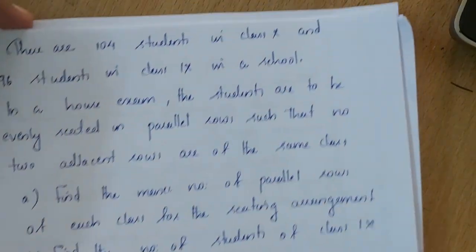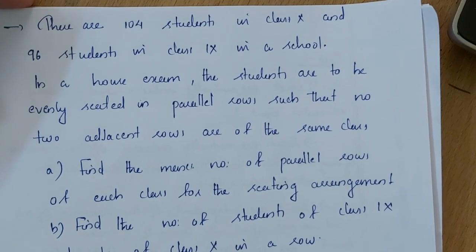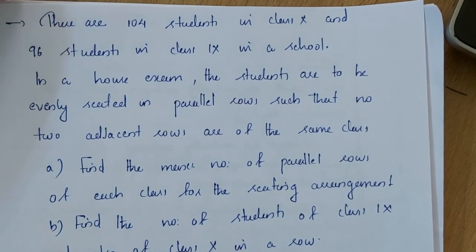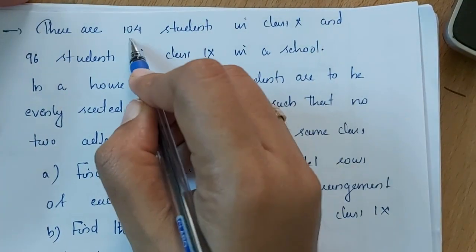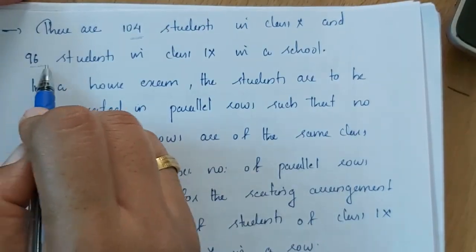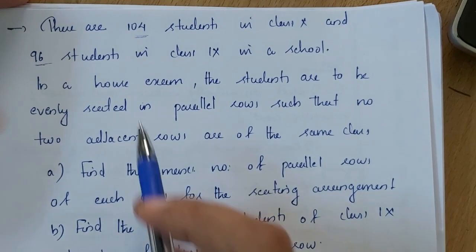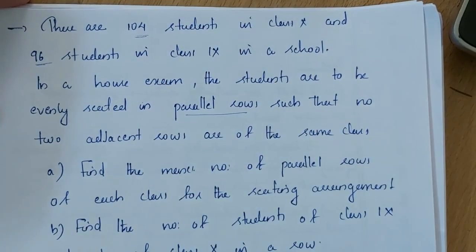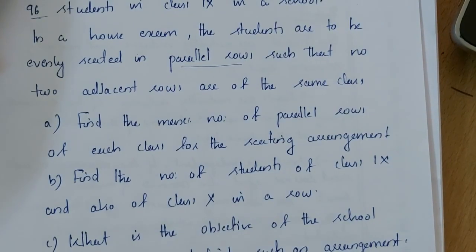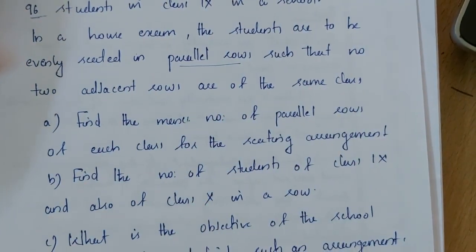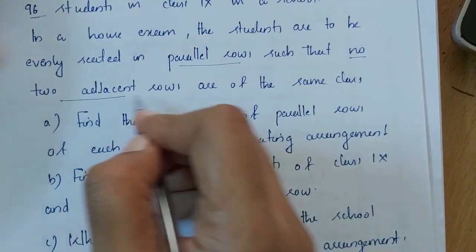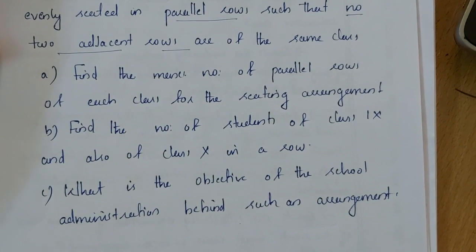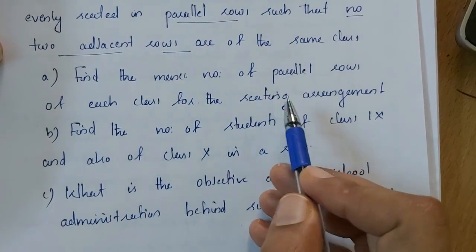There are 104 students in class 10 and 96 students in class 9 in a school. In a house examination, the students are to be evenly seated in parallel rows such that no two adjacent rows are of the same class. Find the maximum number of parallel rows of each class for the seating arrangement.